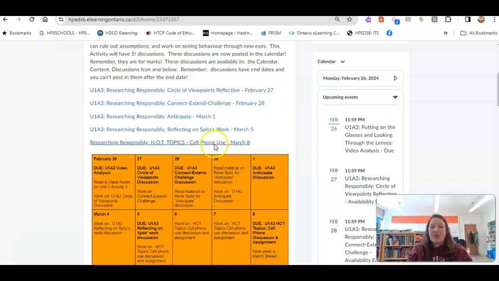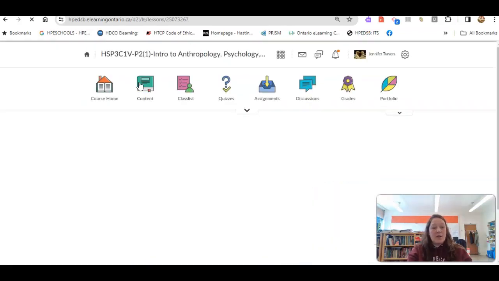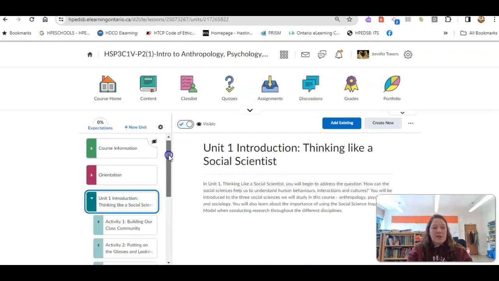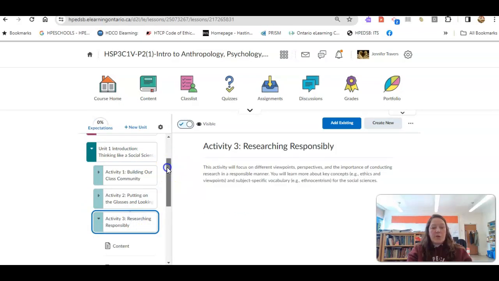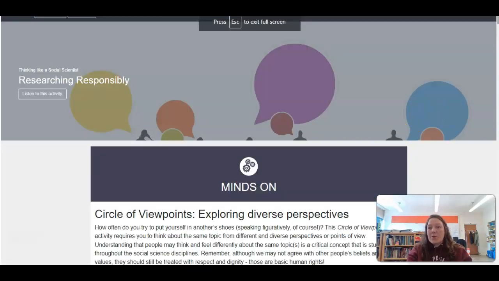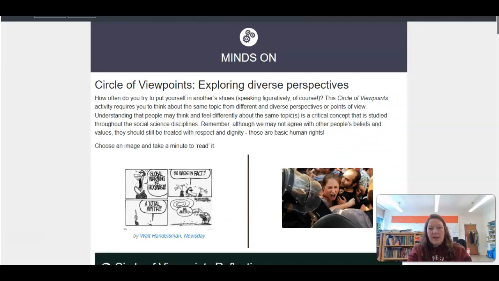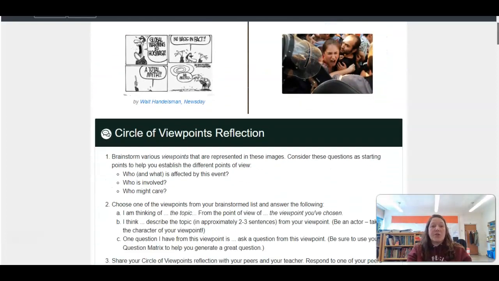I don't need to necessarily just go into these. What I really need is the information from content. So I know I'm in Unit 1, Activity 3. So we're going to go to the content and we're going to read through. Here we go. So the very first discussion is looking at the idea of viewpoints and looking at the different people that are involved in this situation and what viewpoint they might have. So what you're going to do for this discussion is post in the discussion.